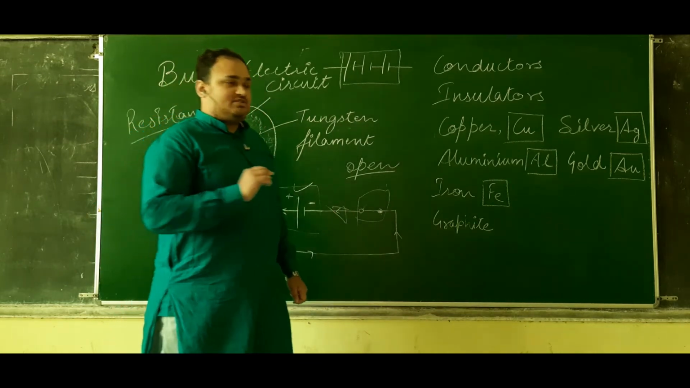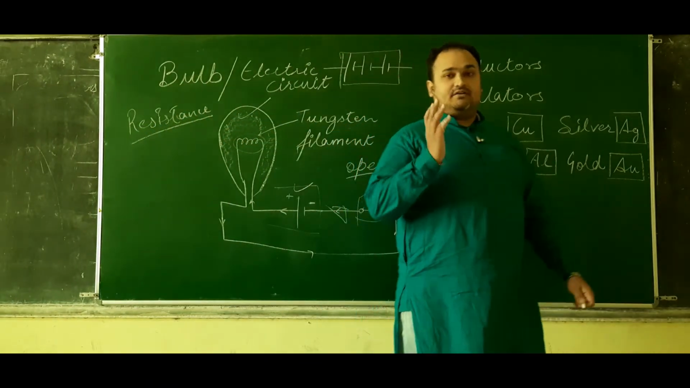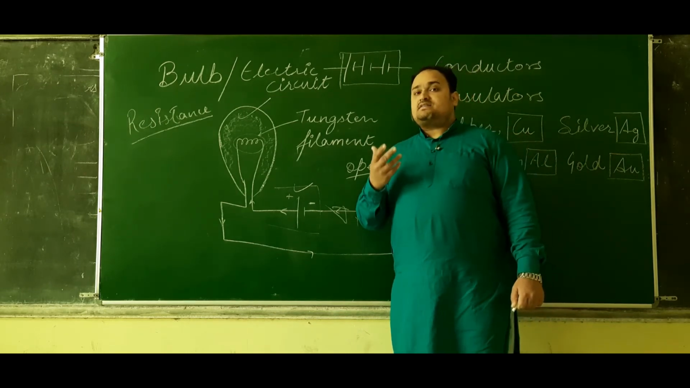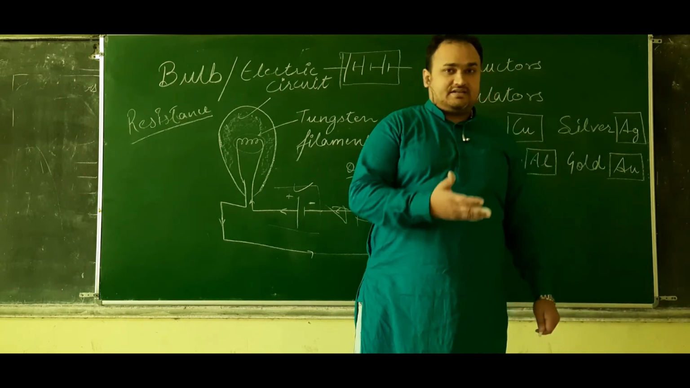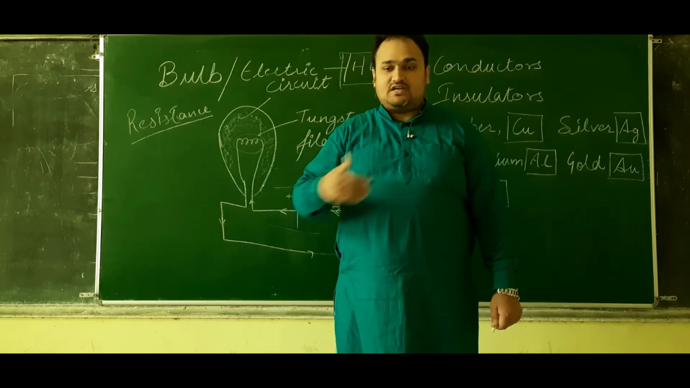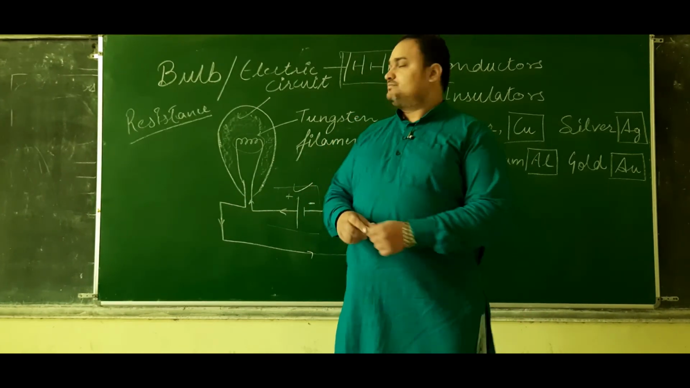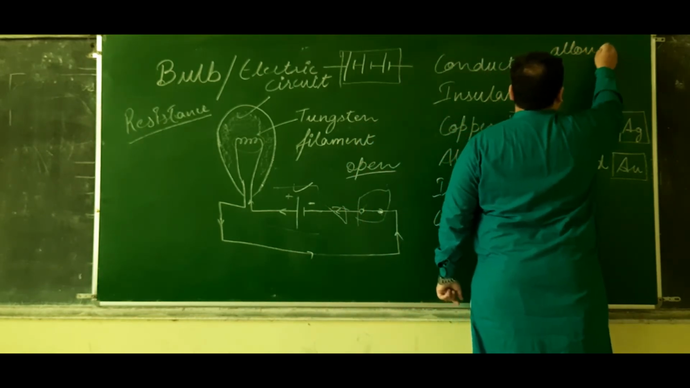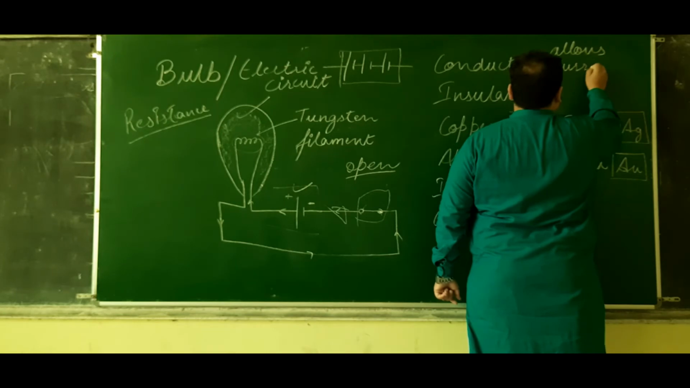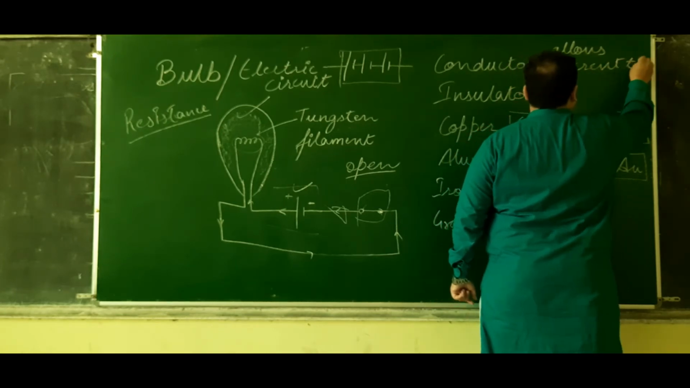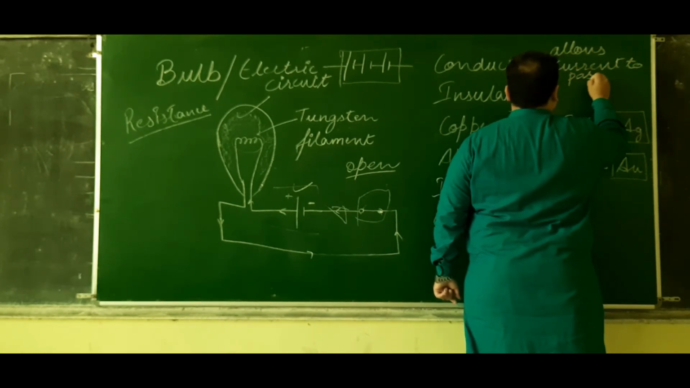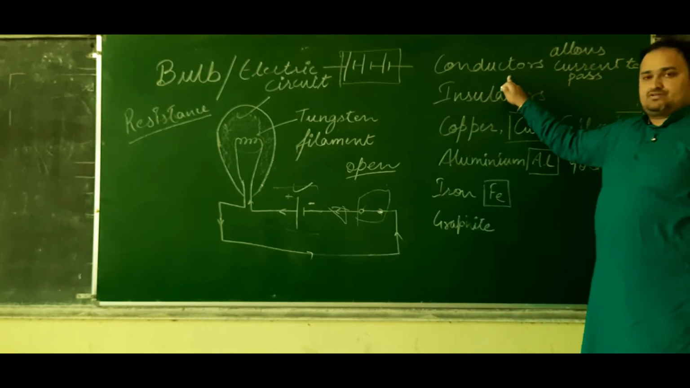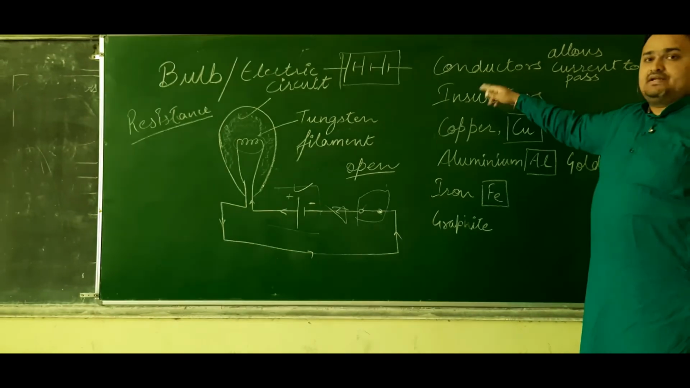These wires are to be made with a conductor. So what is a conductor? Conductor is something which transfers electricity from one point to another, which allows electricity to pass through it. Conductors are something which allows current to pass through. So if current is allowed to pass through, it is a conductor.